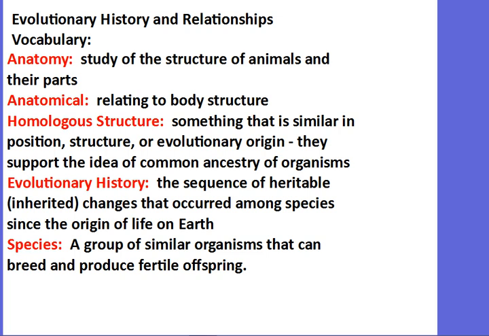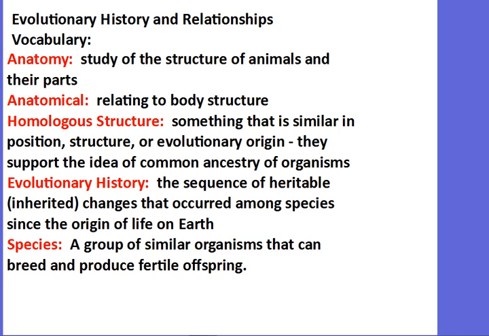Evolutionary history is talking about the sequence of heritable or inherited changes that occur among species since the origin of life on Earth. So it's a history of living things, but it's how these changes are inherited and passed on from ancestors to future generations. And a species is just a group of similar organisms that can breed and produce fertile offspring. So humans are a species. You have different species of dogs, cats, sharks, whales, all different kinds of species.